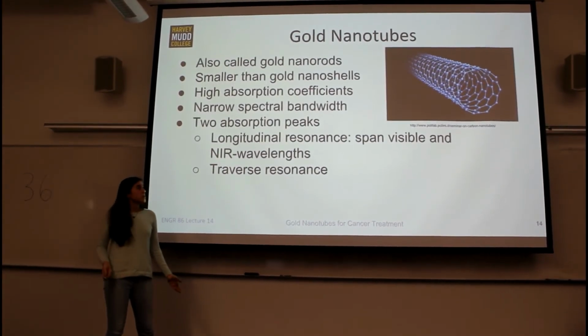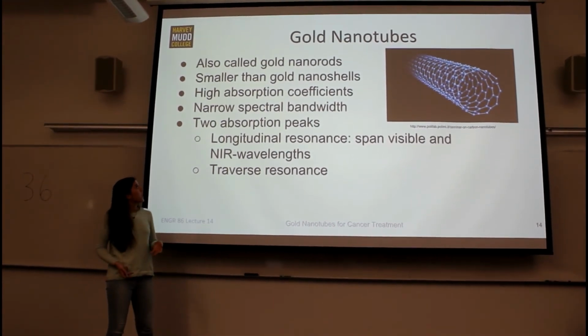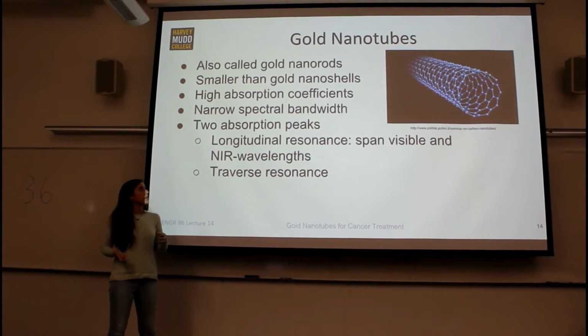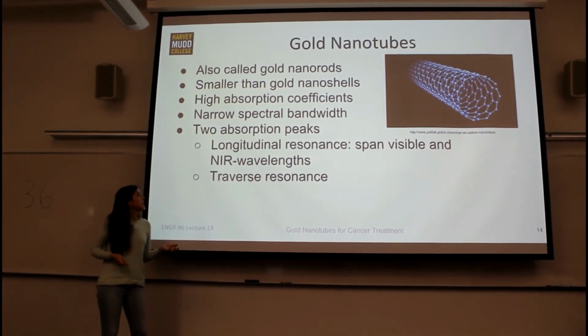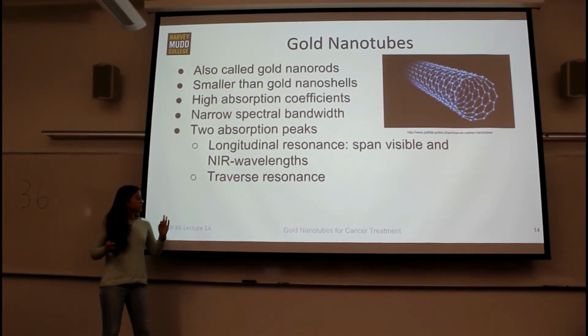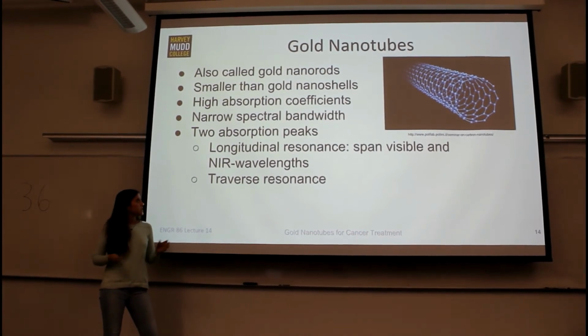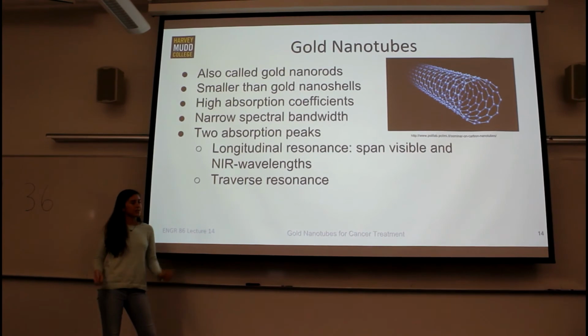Then we have gold nanotubes. So gold nanotubes are also called gold nanorods. They're generally smaller than gold nanoshells, and they have higher absorption coefficients as well as narrow spectral bandwidth. So you can break down their absorption peaks into two, which is longitudinal resonance and transverse resonance.